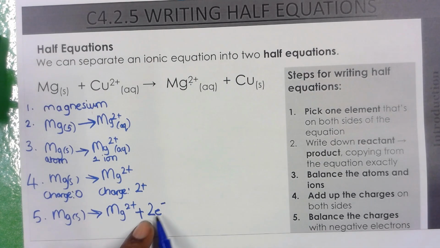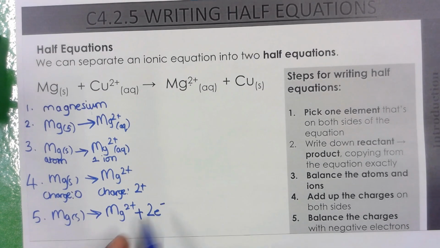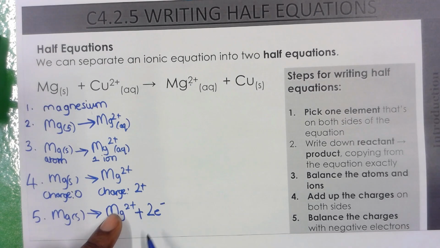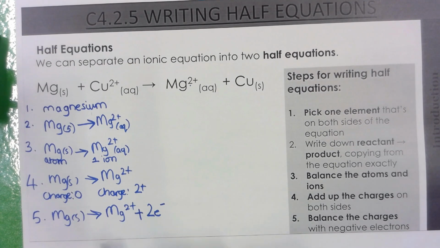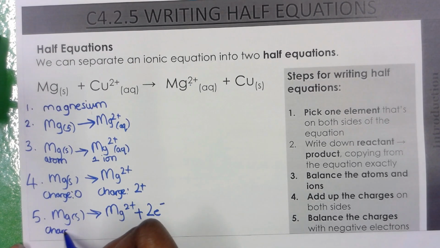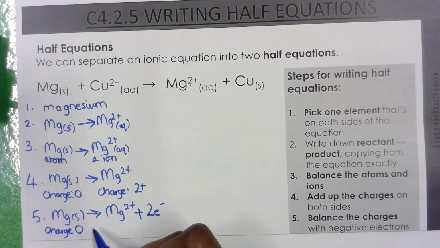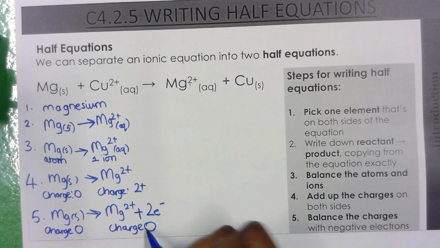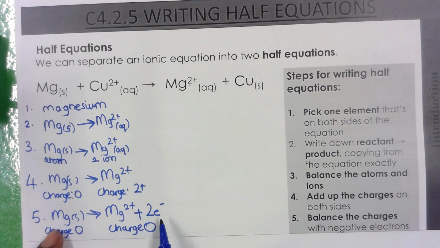So remember these 2 negative electrons plus these 2 negative electrons should balance each other out and make the charge 0 here, and also make the charge 0 here. Okay, so here is our half equation.